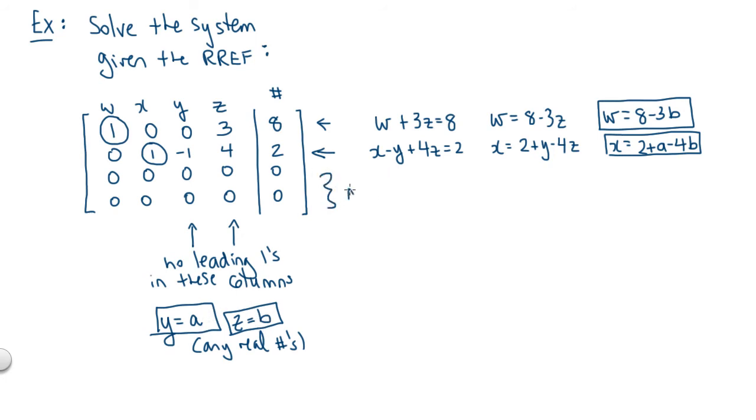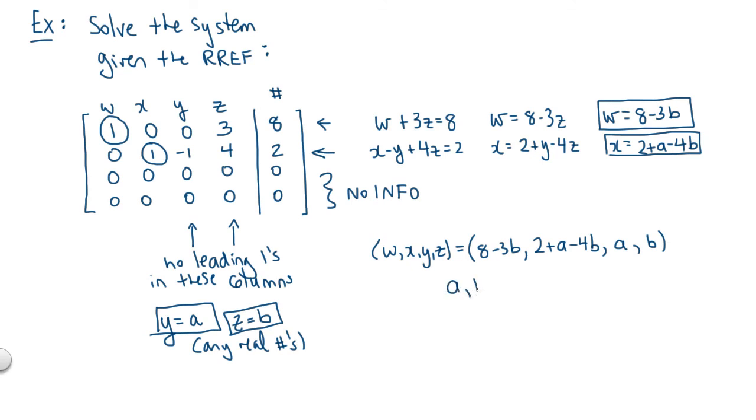Notice that these bottom two rows here, they give us no information. They simply say 0 equals 0, which is a fact that's true, but irrelevant to our solution to the problem. So our final answer here, if we want to write w, x, y, z, we said w is equal to 8 minus 3b, x was 2 plus a minus 4b, y is equal to a, z is equal to b. And just to be clear here, we'll say a and b can be any real numbers.